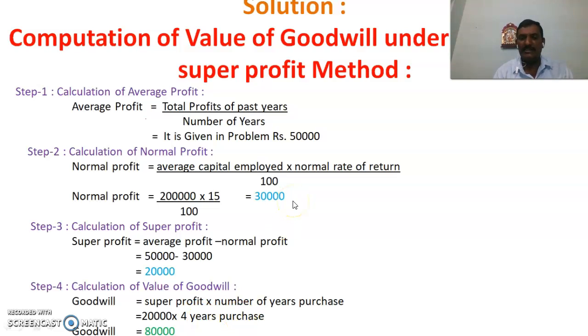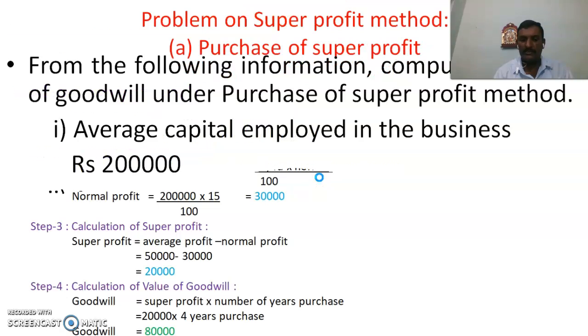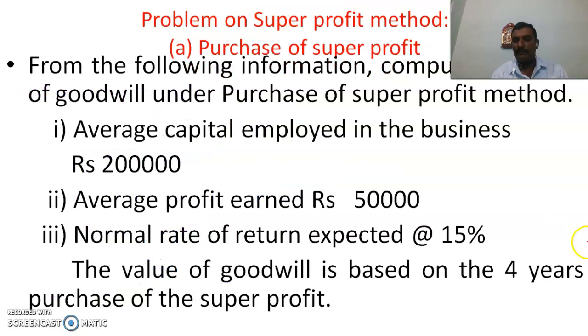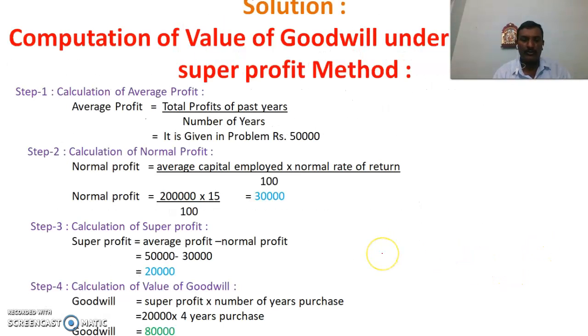So it is given in the problem clearly. That is, number of years purchase here is 4 years. 4 ವರ್ಷ ಅಂತ ಹೇಳಿ ಕ್ಲಿಯರ್ ಆಗಿ ಇಲ್ಲಿ ಪ್ರಾಬ್ಲಮ್ ದಲ್ಲಿ ಹೇಳಿದ್ದಾರೆ. ಸೊ ಈ 4 ಇಯರ್ಸ್ ಅನ್ನ ಇಲ್ಲಿ ನಾವು ನಂಬರ್ ಆಫ್ ಇಯರ್ ಪರ್ಚೇಸ್ ಅಂತ ತಗೊಳ್ಬೇಕು. So to that 20,000 we have to multiply with 4 years purchase, and now by this we will get the result 80,000, which is called the value of goodwill.